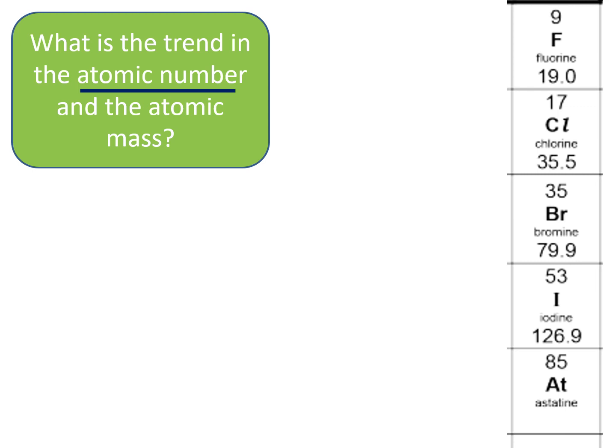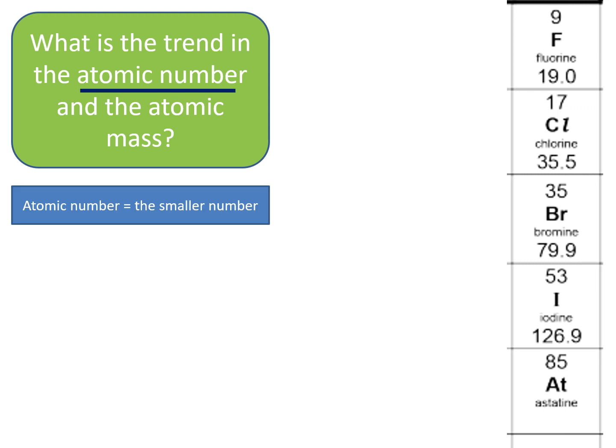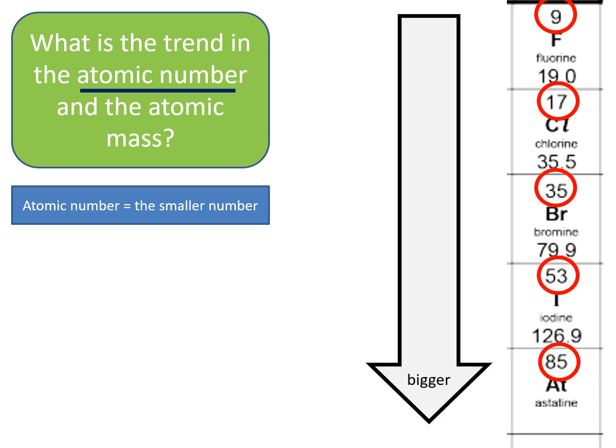Well, I'm going to need to look at my periodic table and think, okay, which of those numbers? I've got 2 numbers in each box there. Which one's my atomic number? Well, this is basic stuff, guys. You should know the atomic number is the smaller number. So if I look at number 9, then 17, 35, 53, and 85, those are my atomic numbers. And hopefully you will agree with me, as I go down the group, these numbers are getting bigger. So the atomic number is getting bigger as I go down the group.